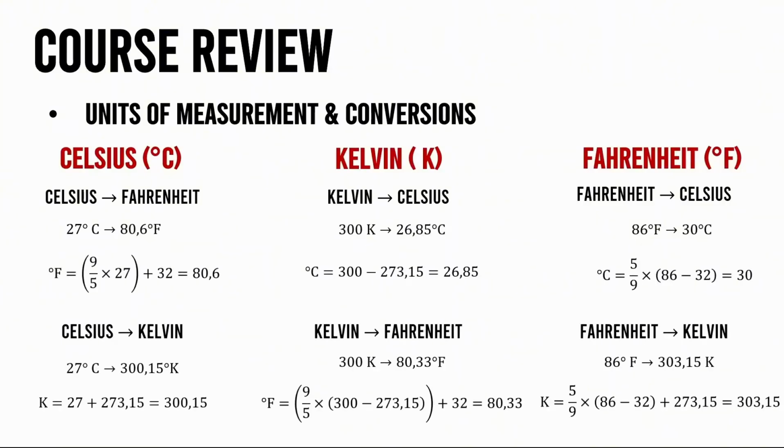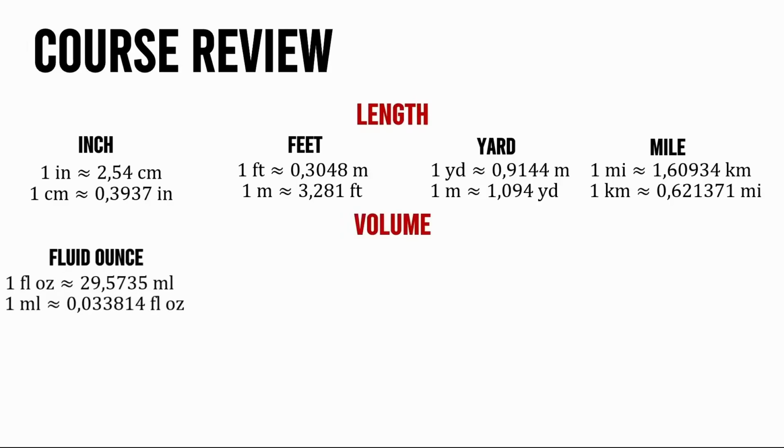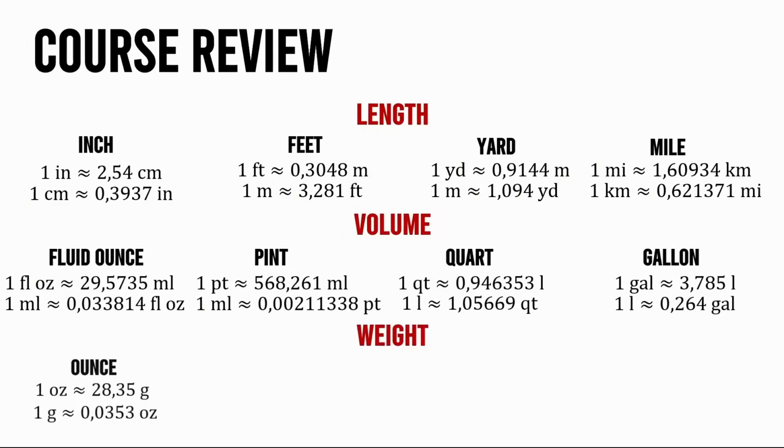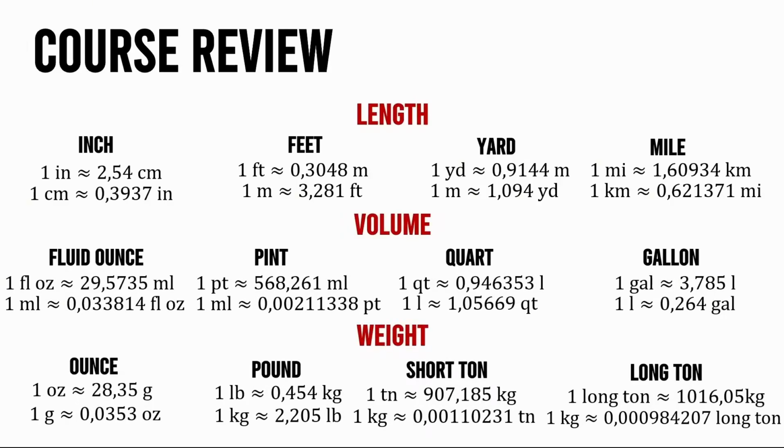Temperature scales. These are the formulas to convert between the three main temperature scales: Kelvin, Celsius, and Fahrenheit. This is a summary of the main imperial units, grouped by category: length, volume, and weight.